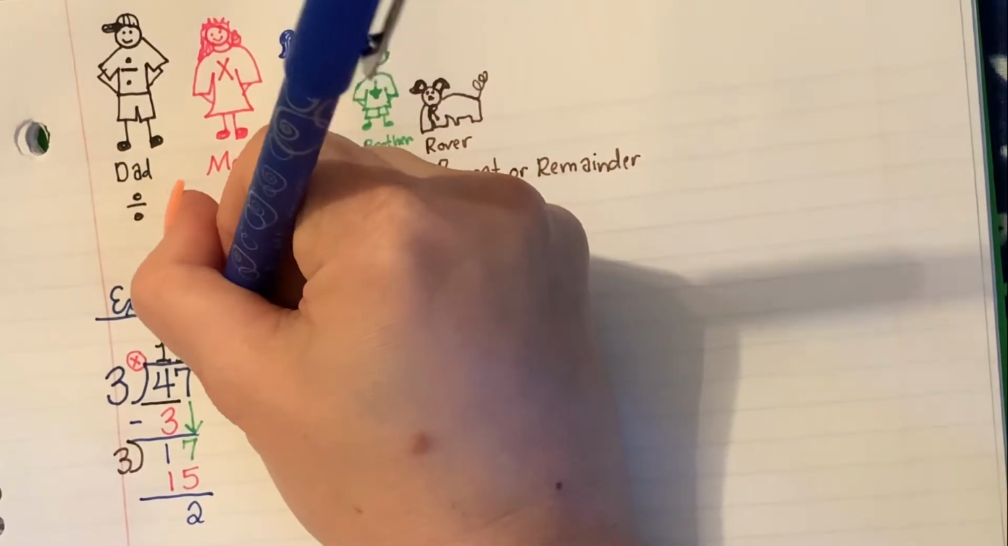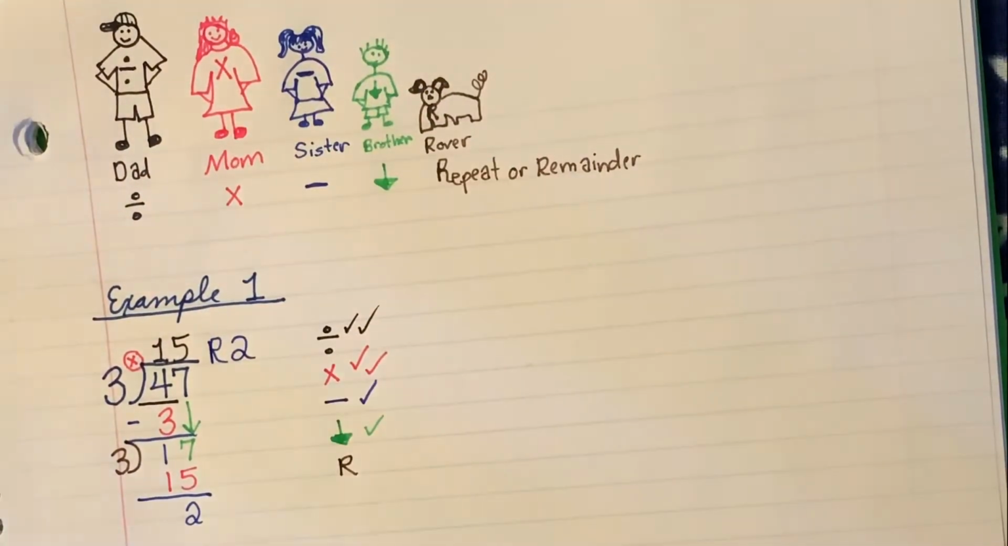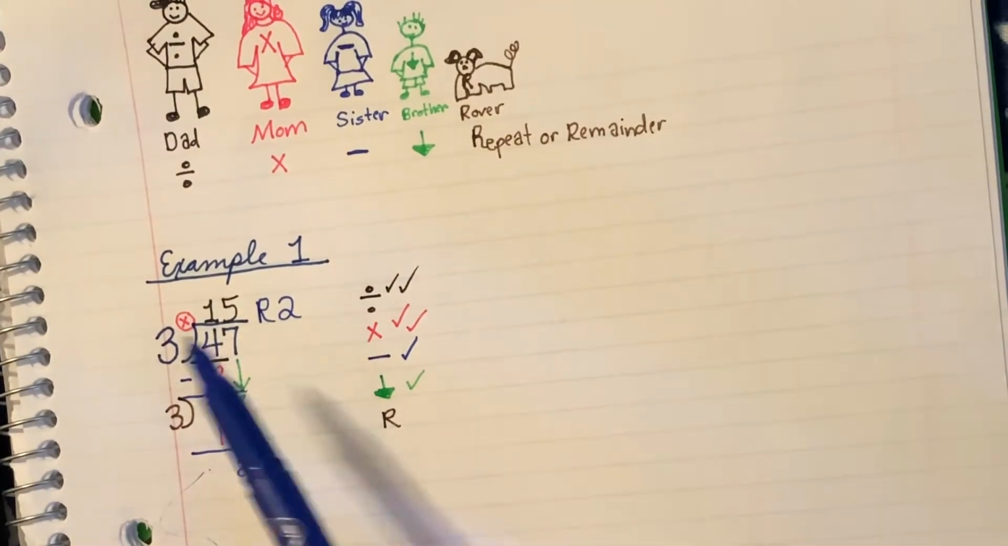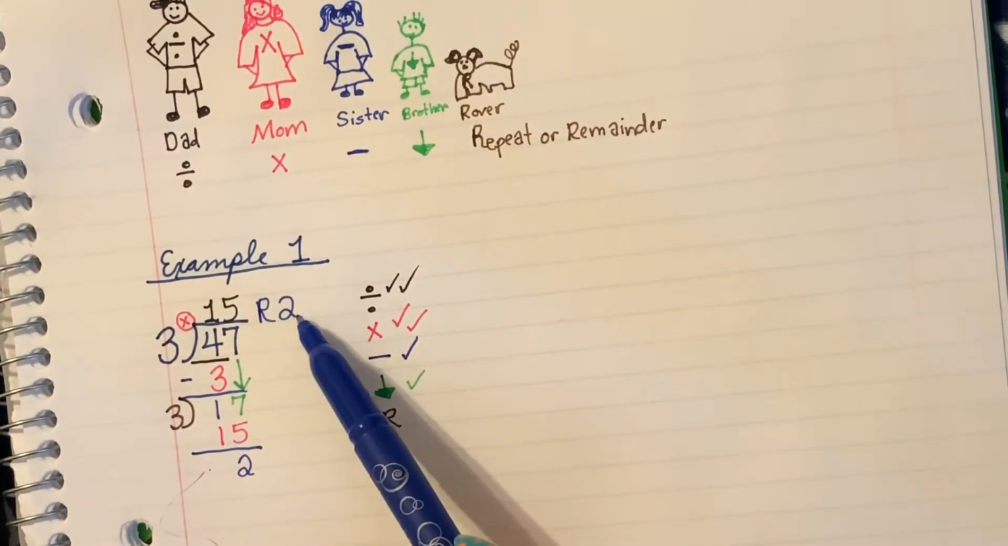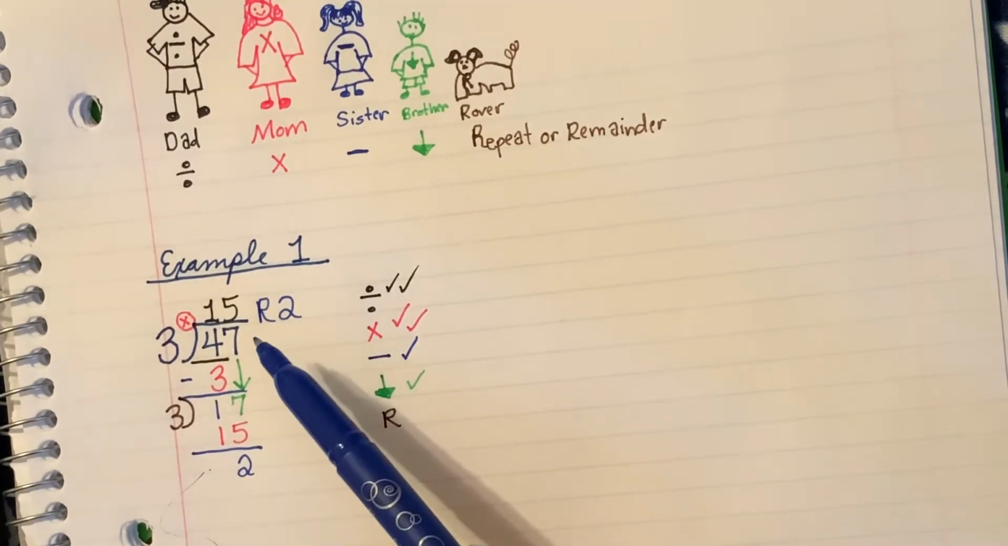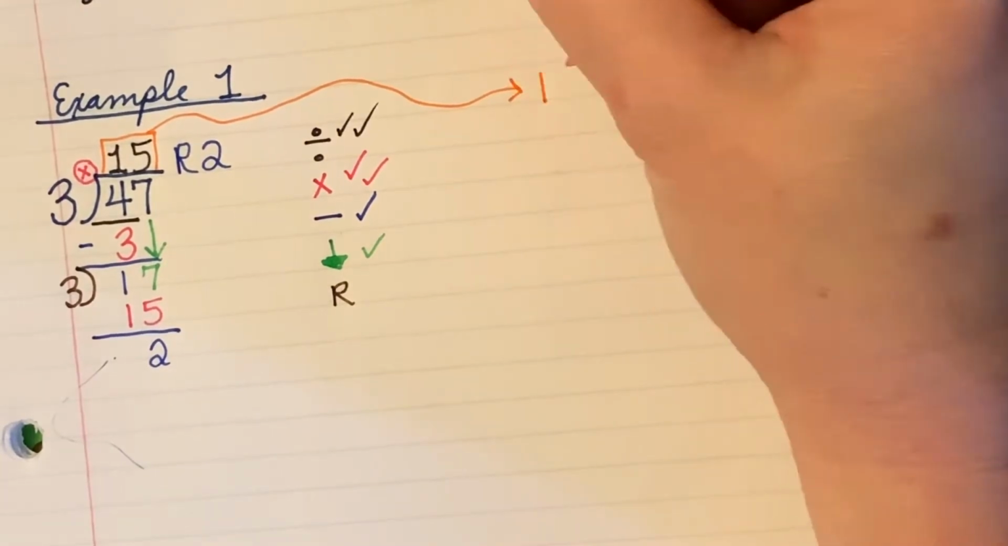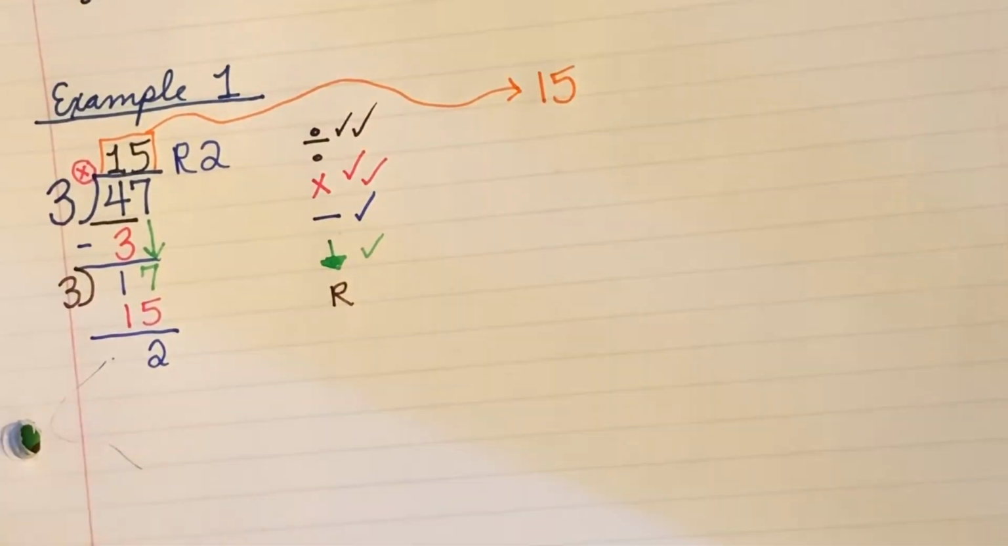Our remainder is 2. Now, when you get to middle school math, usually you don't deal with the remainder of 2. You have to either change this to a decimal or a fraction. Let me show you how to do that. This 15 is your whole number. So I'm going to move it over here. This is 15.